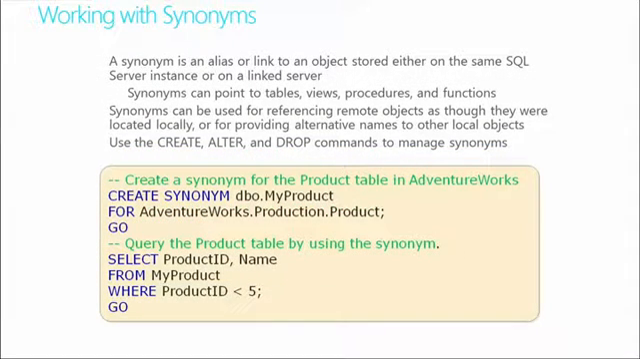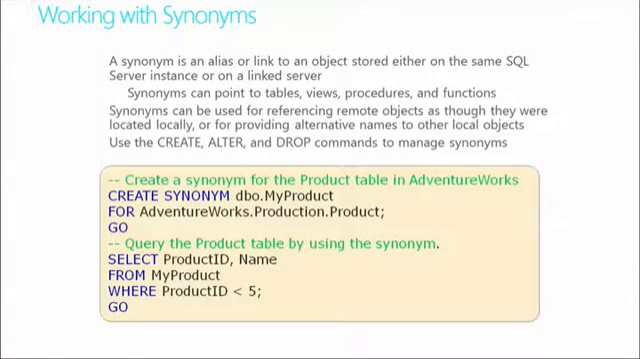The other thing we can do, if we get complex names or are trying to simplify how we're working with some of the objects, is create what's called a synonym. A synonym is an alias, or a link to an object. Now, that object could be a local object, or it could be an object on a linked server. They can be used for referencing these objects. And as you can see here, we're going to create a synonym on the my product table.